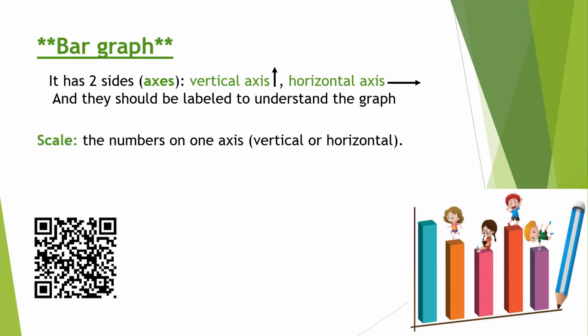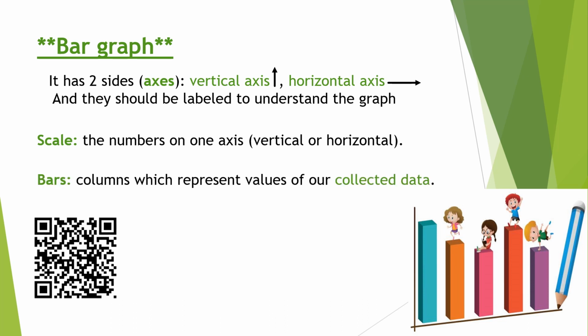Scale: the numbers on one axis, vertical axis or horizontal axis. We have numbers on one axis. These numbers may be on the horizontal axis or on the vertical axis. And from its name, what does a bar graph use? It uses bars. Bars are columns which represent the values of our collected data.